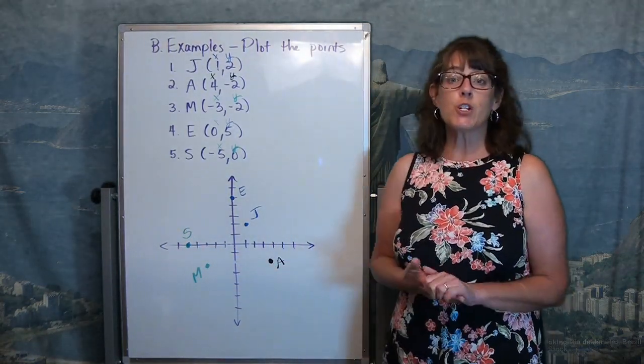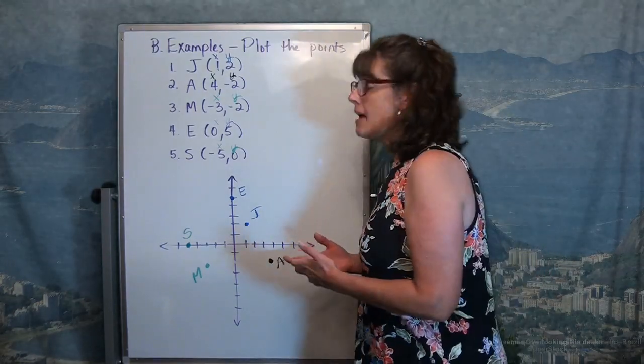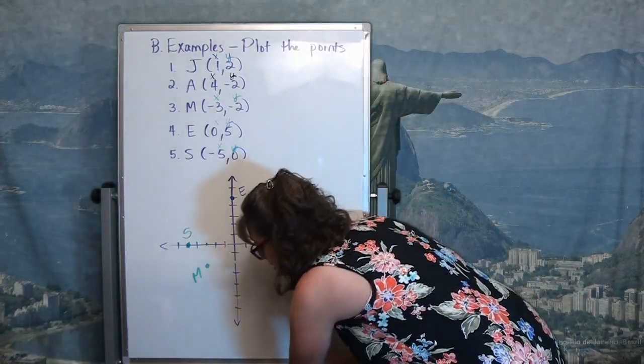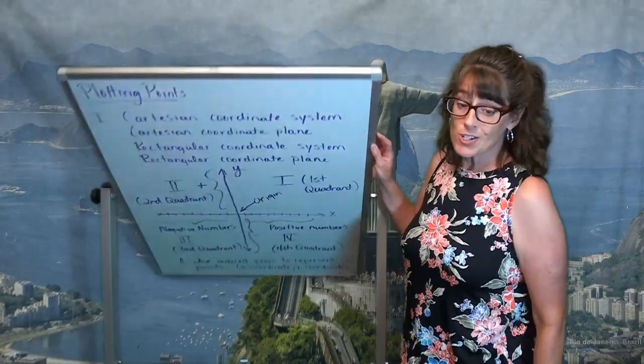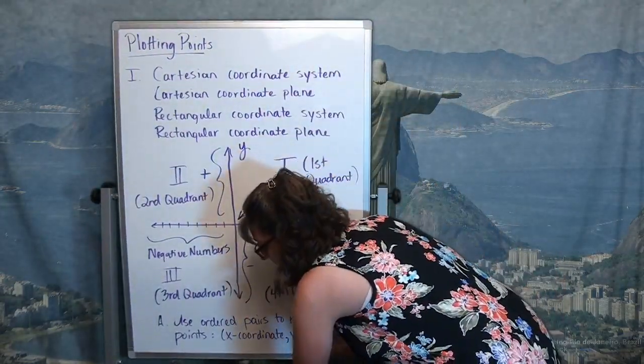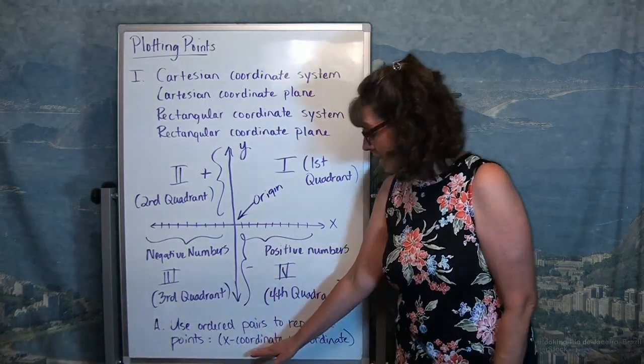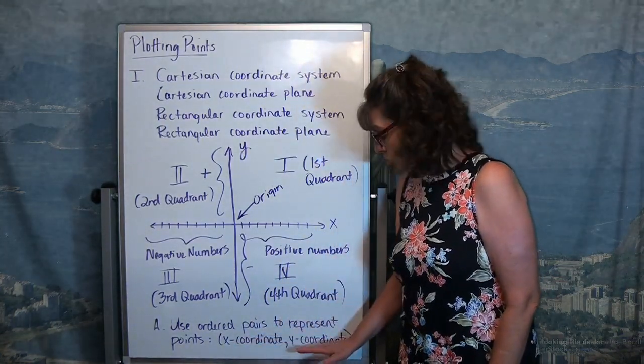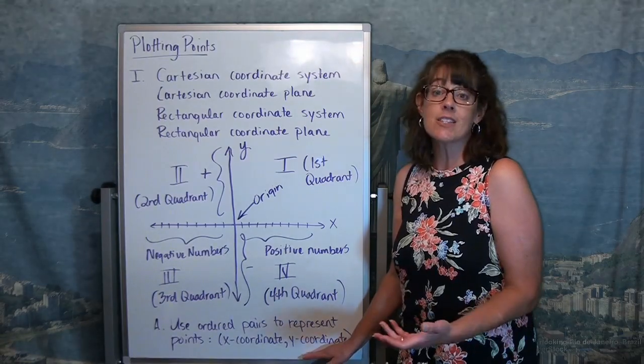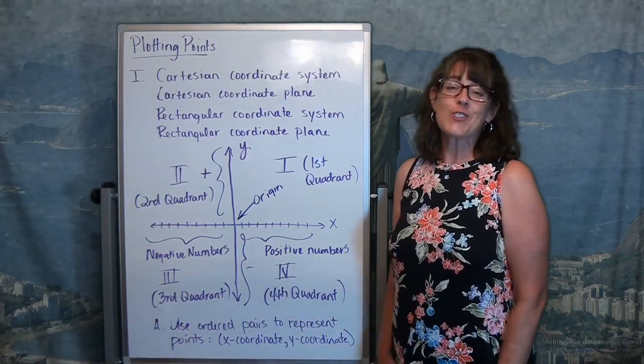So hopefully this helps you to understand how to plot points. And again, very simple if you just understand that mathematicians really do try to make things easy, it's going to go in alphabetical order. Order matters tremendously. Your x coordinate will come first, your y coordinate will come second because that's the order in the alphabet. So I hope it helps.